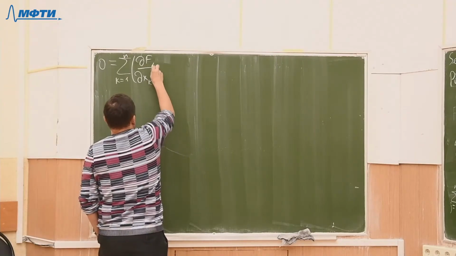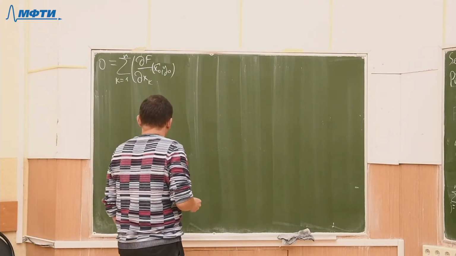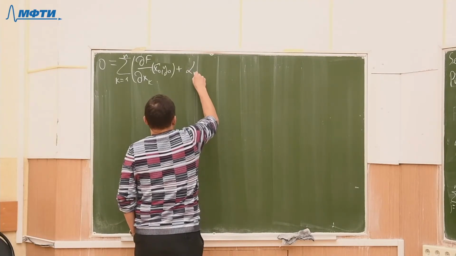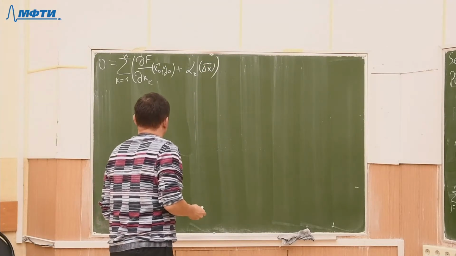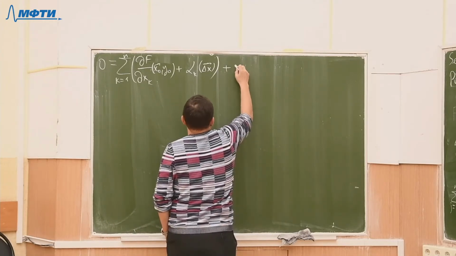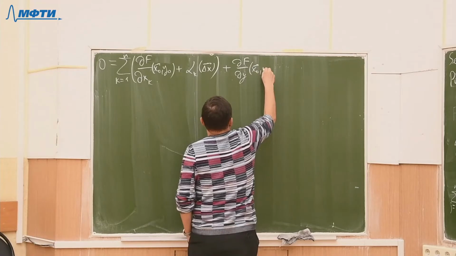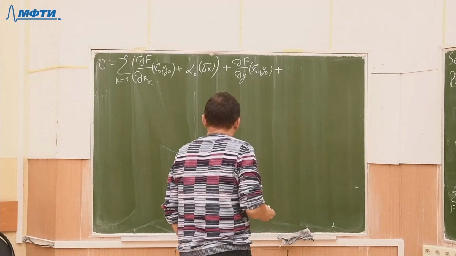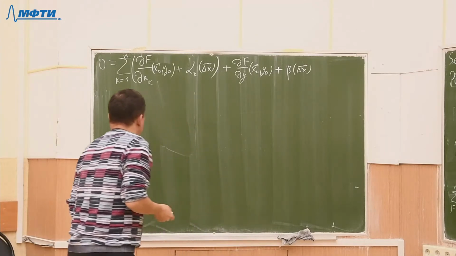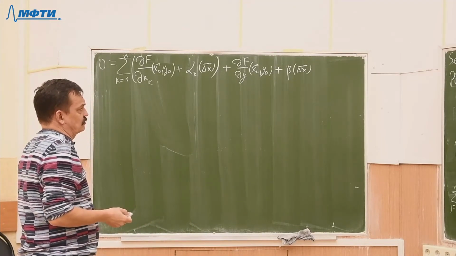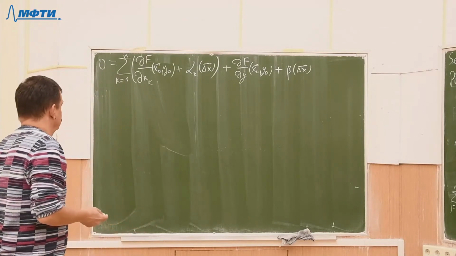So at x naught, y naught plus alpha k of delta x, yeah, plus partial derivative f with respect to y, x naught, y naught plus beta of delta x. That is what. So the sum of alpha j.